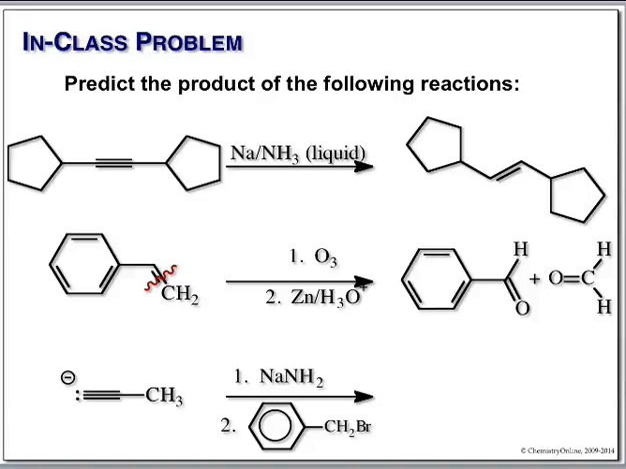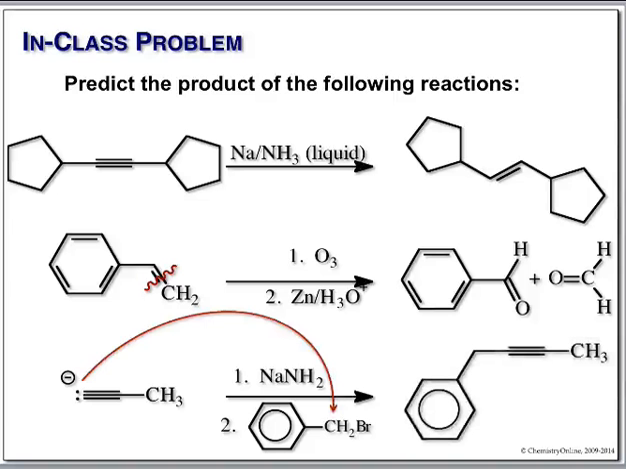The reaction simply is this electron pair attacking this carbon, bromine leaves, and we add the two together. Here's the original 3 carbons of our alkyne. This is the bond that we just made.